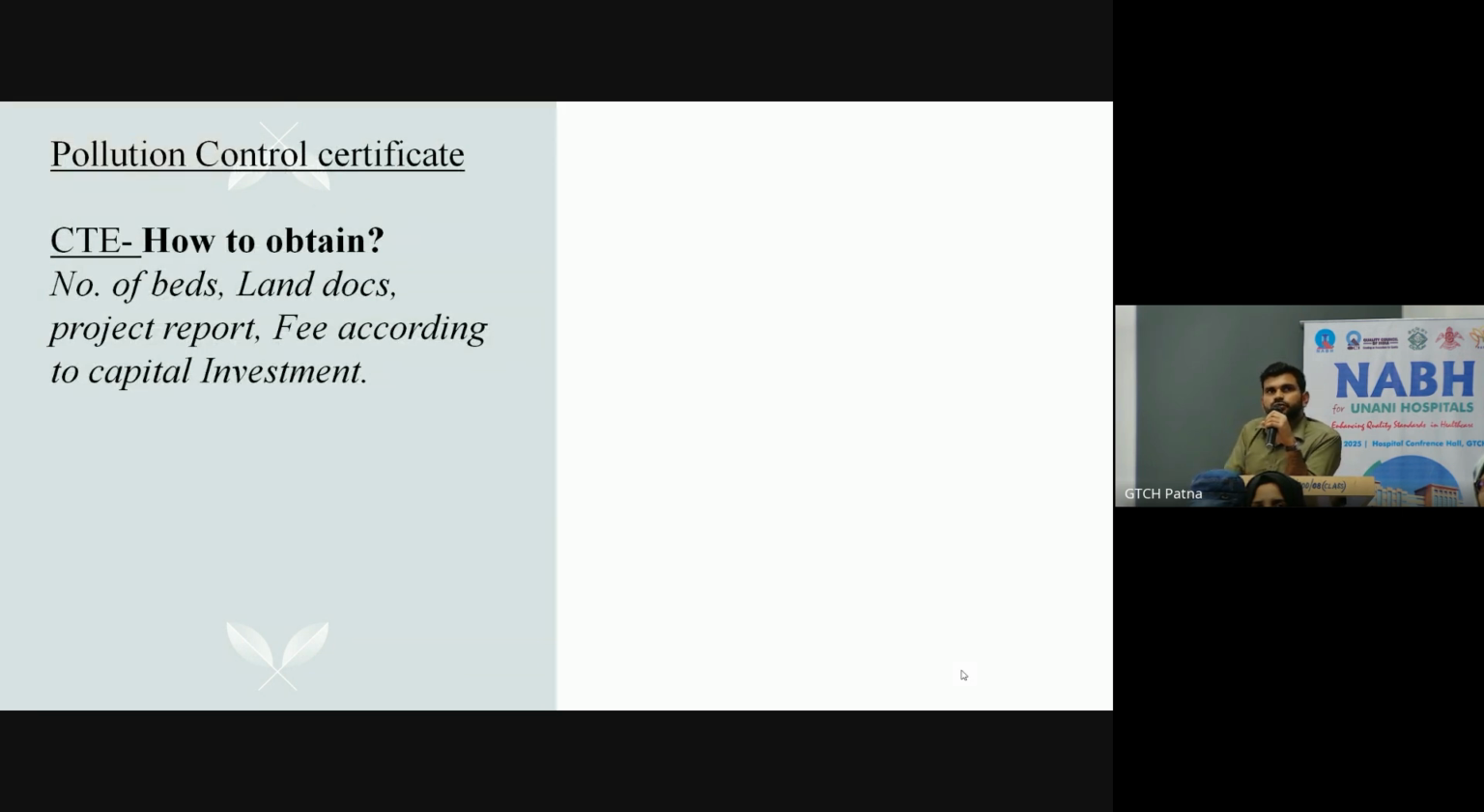Next certificate is the pollution control certificate, and this is obtained in two steps. The first certificate we obtain from the Bihar State Pollution Control Board, that is called CTE, consent to establish. This is obtained when we are constructing a hospital. Whenever we are establishing a hospital, there are chances of creating air pollution and water pollution, and they will make sure that you are doing it within the guidelines provided by the Bihar State Pollution Control Board.